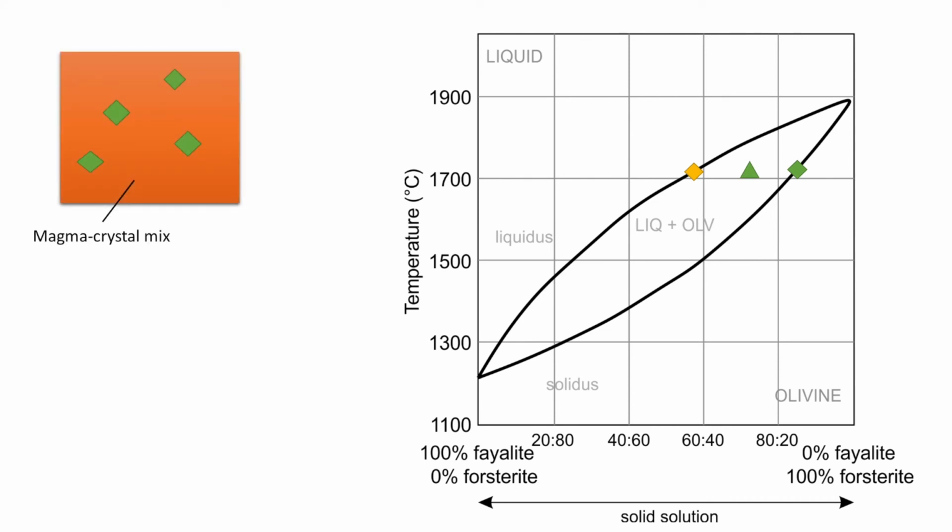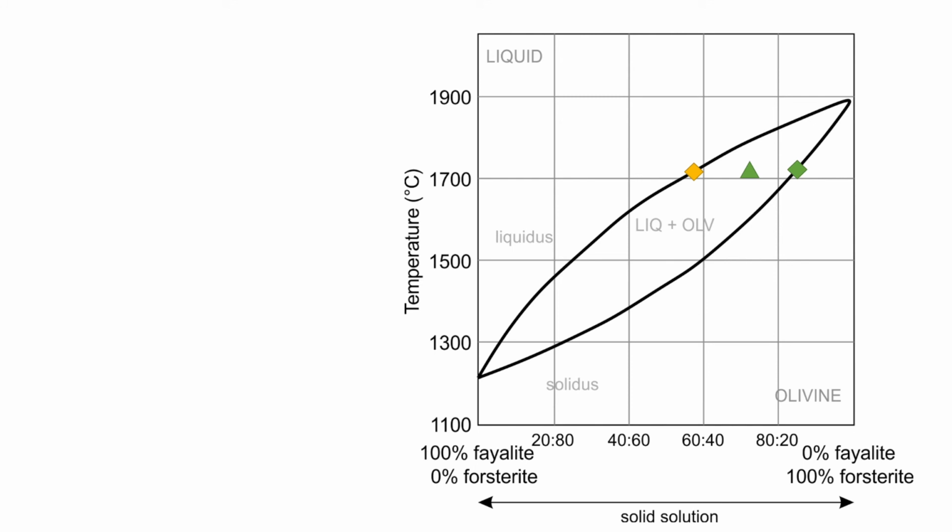We have our magma crystal mix. Now what we're going to do is we're going to remove all those olivine grains that have crystallized so far. So now we're left with a liquid with around a forsterite content of 58% or a fayalite content of 42%. So what we're going to do now is, because those solids have been removed, our system now exists where our liquid is. So we're going to evolve now from this point. So we're going to do something like that.